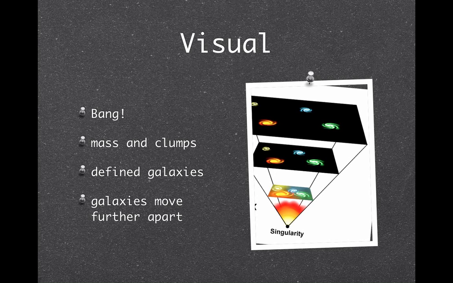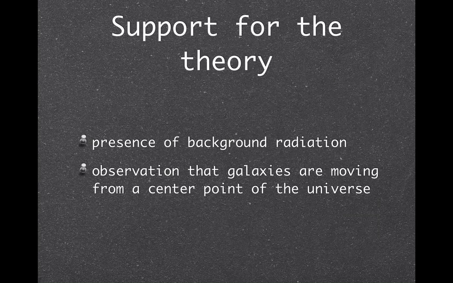So this is a visual, basically what we just talked about. At the beginning of the bottom, the singularity, that's the point of reference for everything. As it explodes outwards, we get those masses and clumps of particles. And then we start to get defined galaxies. And then the galaxies that are defined start to move apart.